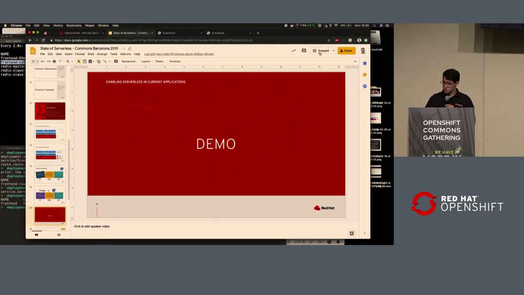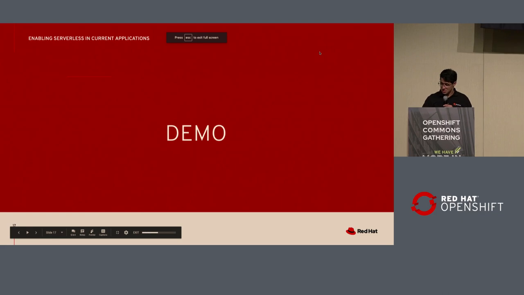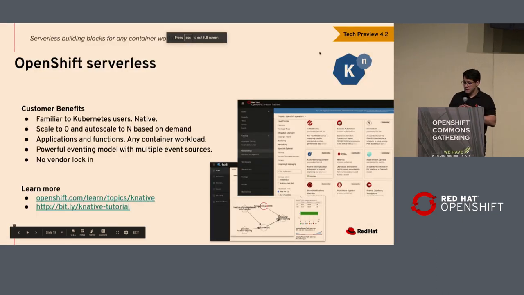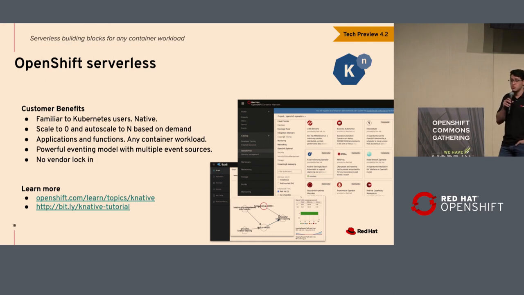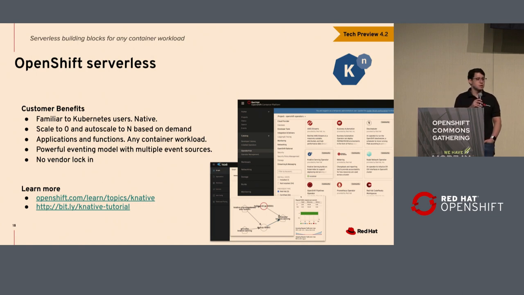Going back to the slides to wrap it up. So, serverless and Knative is coming to OpenShift. It's available now as a developer preview technology, so you can try it out. But it's going to be tech preview in 4.2, and we have goals to take it to GA by the end of the year. Of course, this is an upstream project as well, and it depends a lot on the stability of those APIs and how the community is evolving upstream.